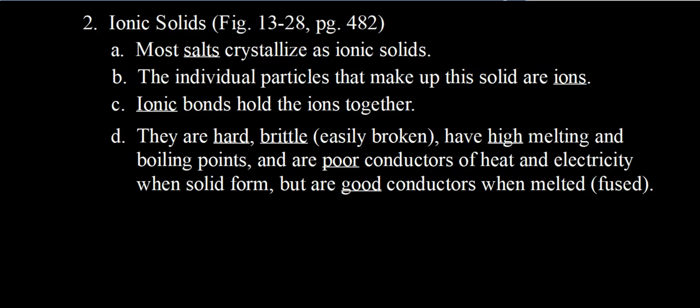Ionic solids are made up of charged particles, but those charged particles in the crystalline solid are not mobile. Therefore, ionic solids are poor conductors of electricity in the solid form. However, ionic solids are good conductors of electricity when melted. So remember, when you melt a solid, the particles are able to slide past one another. So in a molten ionic compound, you have mobile ions, and that liquid is able to conduct electricity.